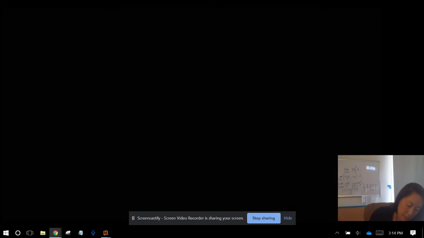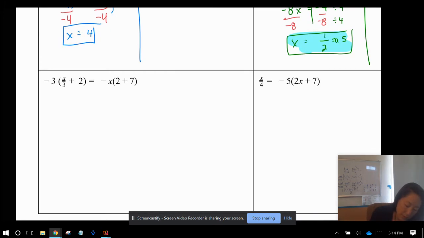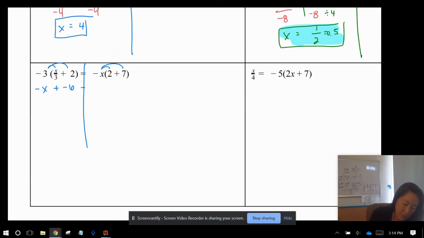Simplify. Okay, so I'm going to distribute on both sides of the equal sign this time, giving me negative 3 times 1/3, which would be 1. So I have negative x plus negative 3 times 2 is negative 6, is equal to negative 2x minus, don't forget to distribute the negative sign with the x, minus 7x.